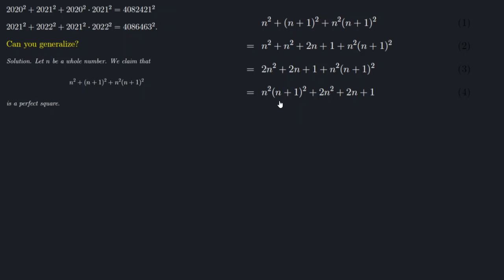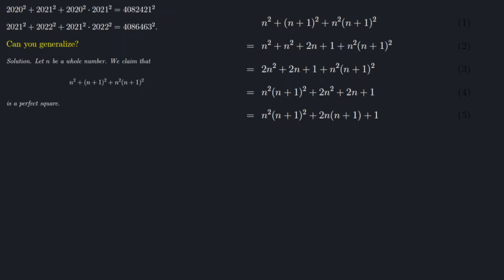From line 4 to line 5, you look at these two terms in line 4. From these two terms, we took out a common factor of 2n. After taking out 2n from 2n squared, there remains n. And after taking out 2n from 2n, there remains a factor of 1. We have 2n times n plus 1. All other terms are copied from line 4.